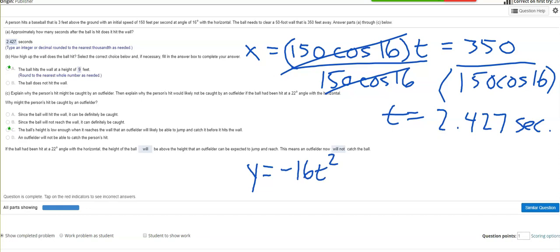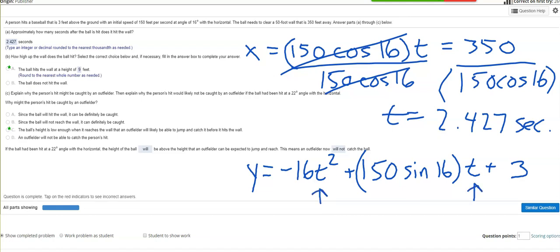That now gets put into the other equation. Gravity is the first part of the equation, and then you have your velocity in terms of the y values times t, plus the original height, which was 3 feet off the ground. So negative 16, and for t I'm going to use ANS because I don't want to retype that number. So, answer squared plus 150 sine 16 times answer plus 3, and I got a y value of 9.087 feet.